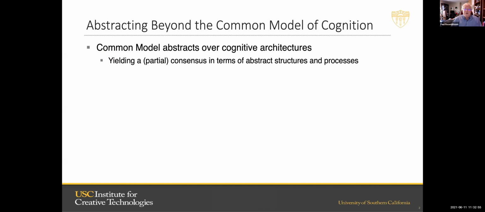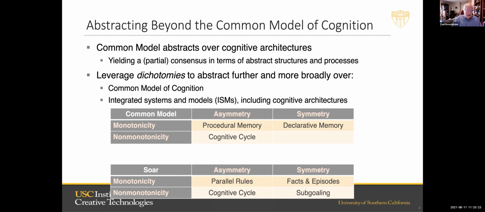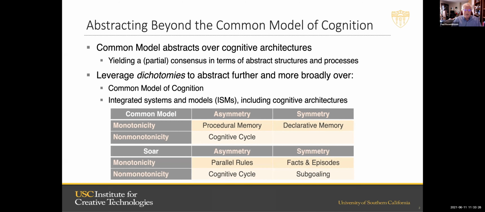So it shares with the common model an approach of abstracting, but abstracts even more than what we see in the common model. And it starts with dichotomies that abstract over the common model. So for example, from earlier work with a slight rewording, here are two different dichotomies that together classify three of the main components of the common model. You can see it for integrated systems and models, such as cognitive architectures. Here again is a slightly reworded analysis of the SOAR architecture, where we can see that in fact four of its major components fit neatly into this 2x2 diagram.